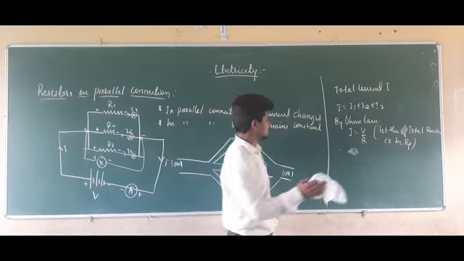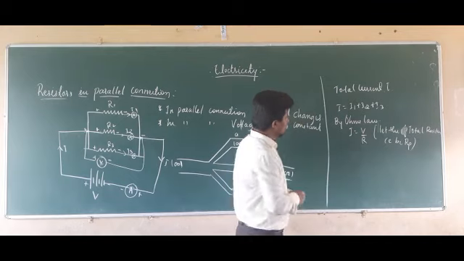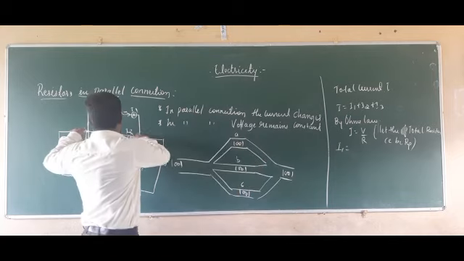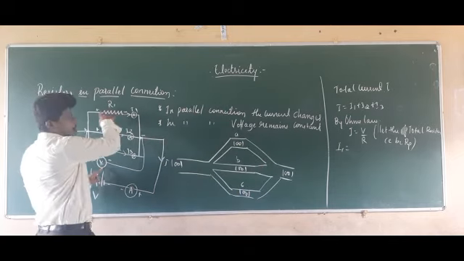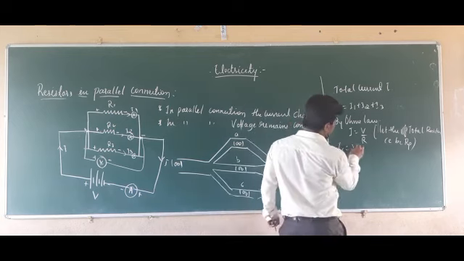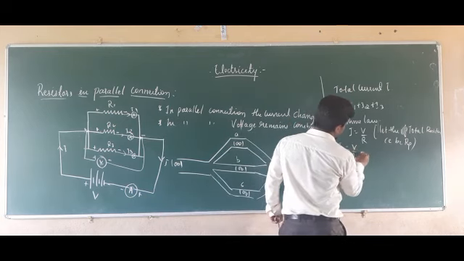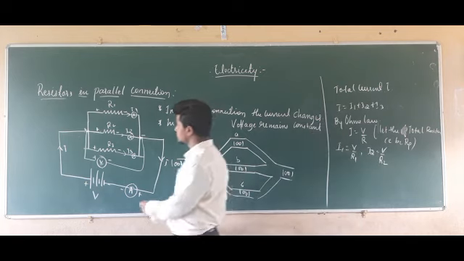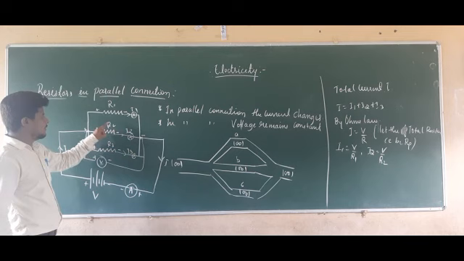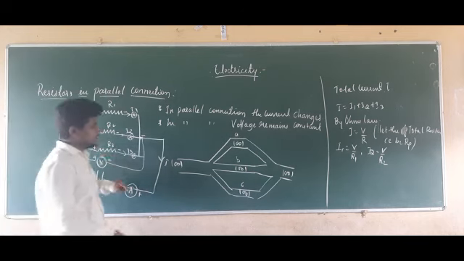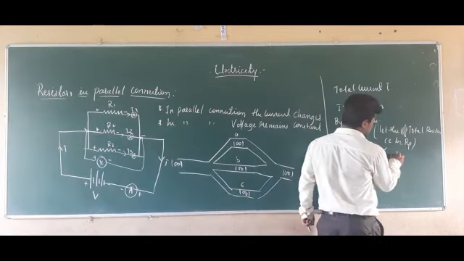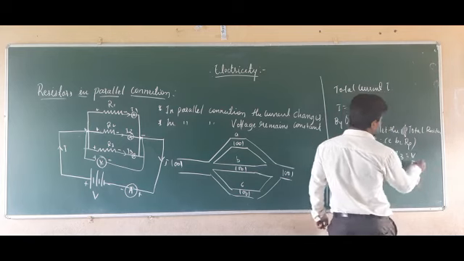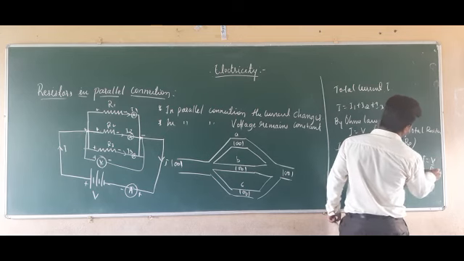The current I1 is equal to V divided by R1, since the voltage is the same across these resistors. Therefore, I2 is equal to V divided by R2. The current flowing through the R2 resistor is V divided by R2. In the same manner, the current I3 is equal to V divided by R3. So the total current flowing here is I equals V by RP.